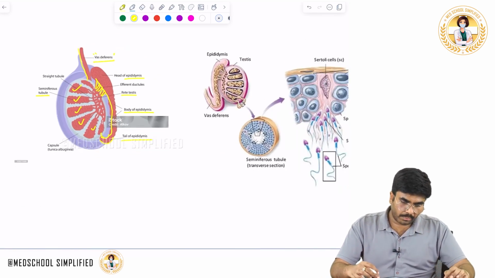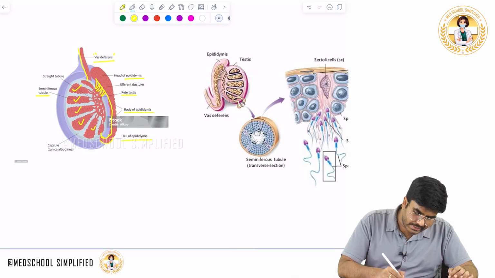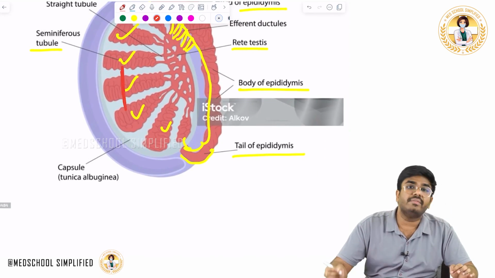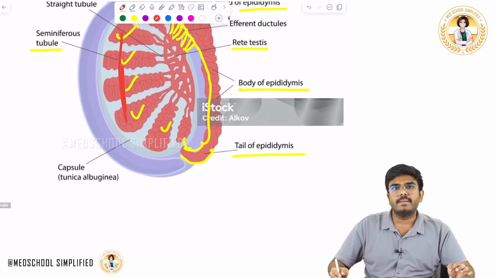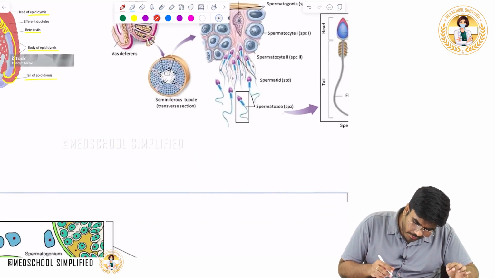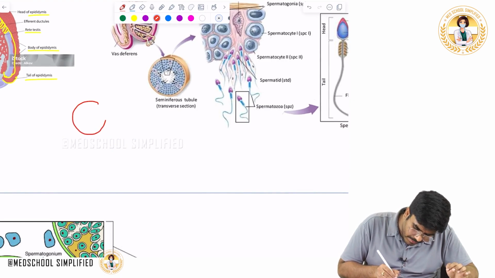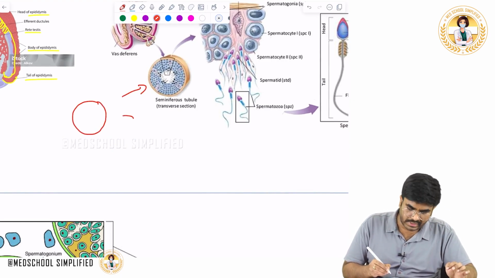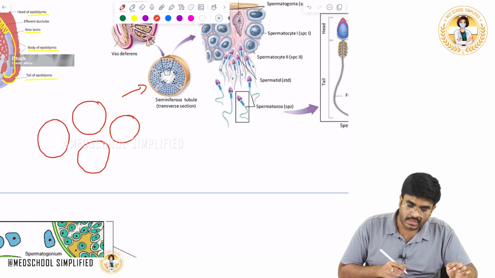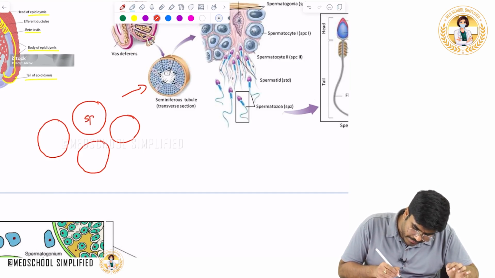So, now, what are the points which I want you to know here is, let's make a cross section here at the level of the seminiferous tubule. Let's make a cross section here like this. Now, when we make a cross section, what are you going to get? You are going to get the seminiferous tubules inside the testis. Now, inside the seminiferous tubules, what's going to develop? Sperms are going to develop. So, this is the place where sperms will develop.